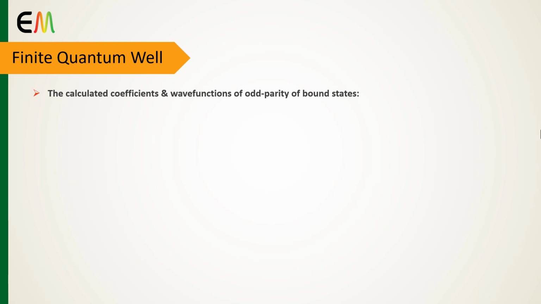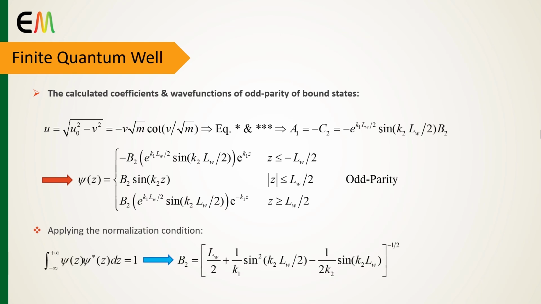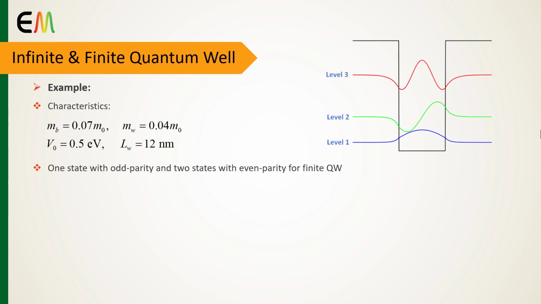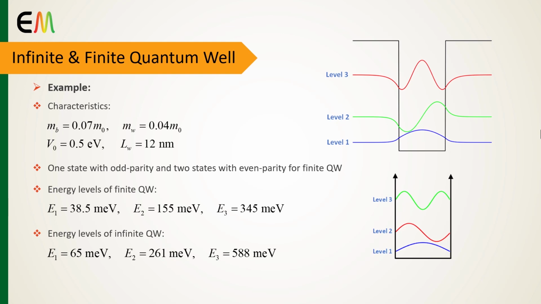Similar to even parity states, for odd parity bound states, the unknown coefficients and as a result the complete form of the wave function psi are obtained as shown in the slide. As an example, I calculated the energy levels and wave functions of two quantum wells with infinite and finite potentials. As you see, for the finite quantum well, we have one bound state with odd parity and two states with even parity.